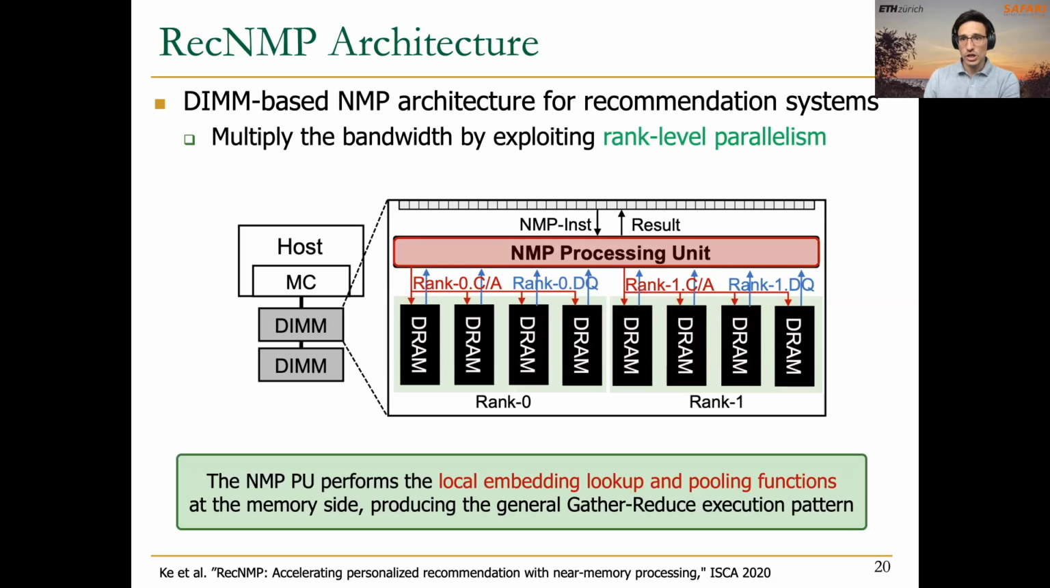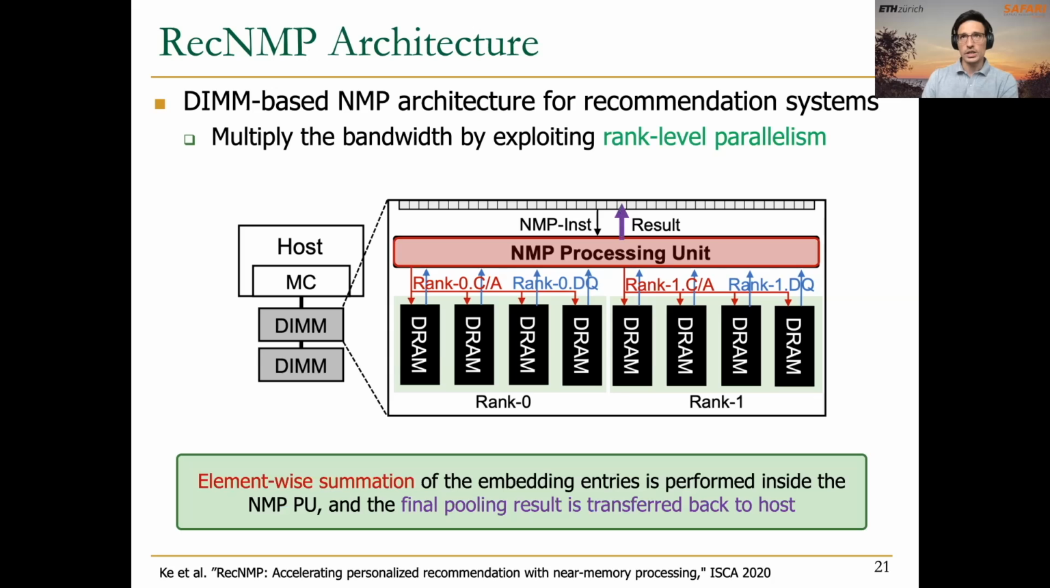Then the near-memory processing units perform the local embedding lookup and pooling functions at the memory side, producing these general gather-reduce execution patterns. So they access the embedding tables and then perform the reduction operation before sending the results to the host. This operation is an element-wise summation of the embedding entries and is performed inside the near-memory processing unit, as I said, and the final pooling result is transferred back to the host.